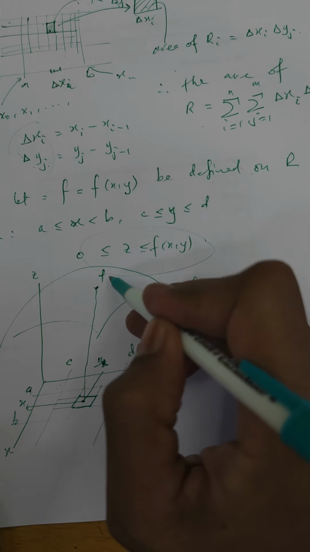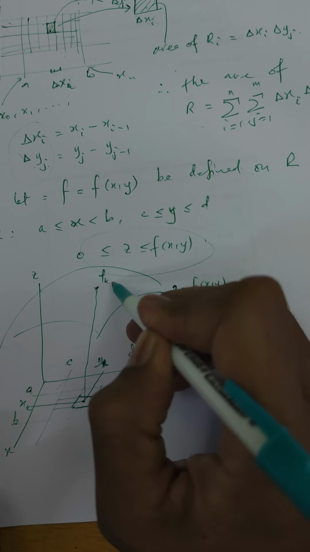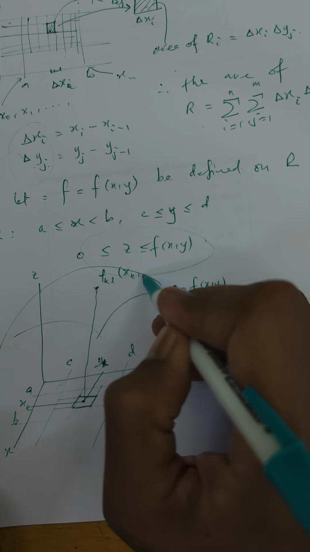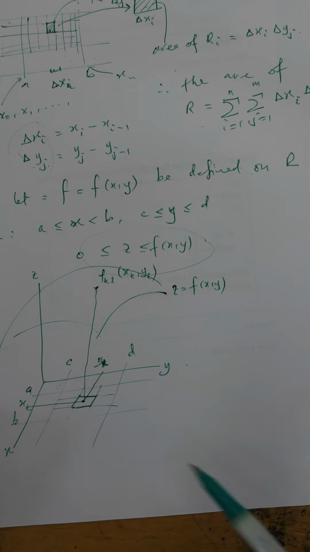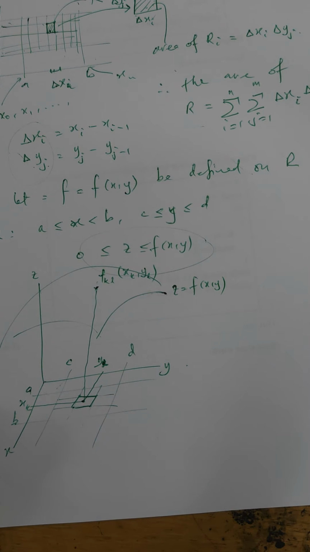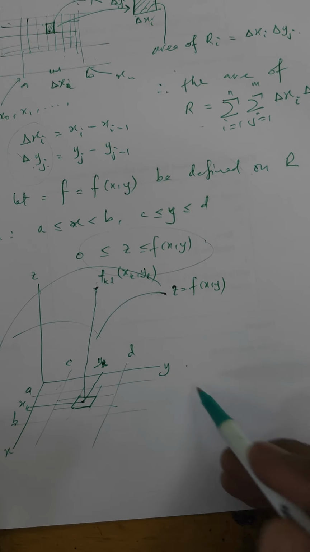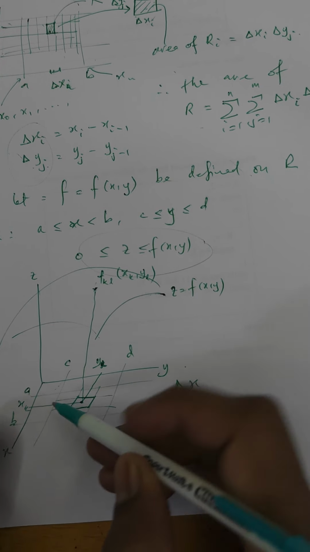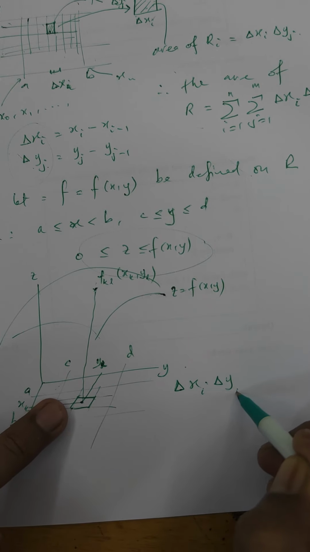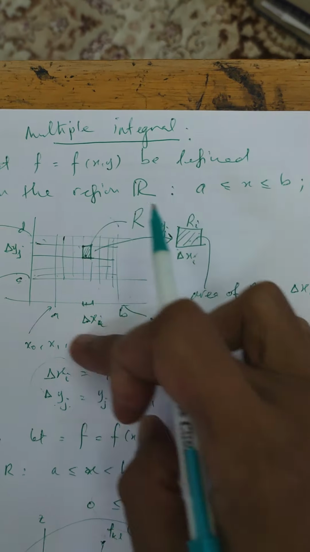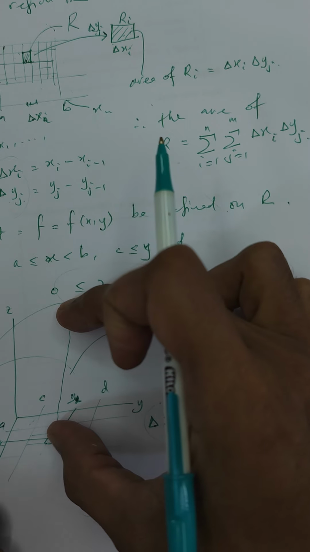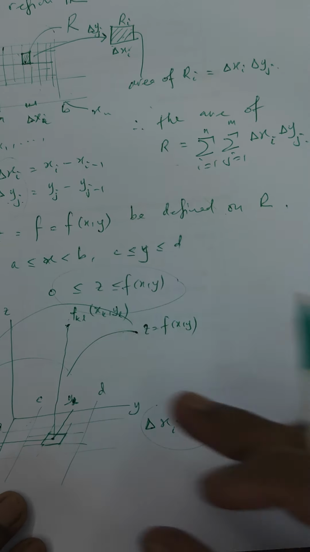Okay, so I can have f(x_k, y_l), which we evaluate at the point (x_k, y_l). So what we can do is take the height of the surface from the xy plane. If we multiply Δx_i by Δy_j, this will give the area, as we have here. That gives you the area, and then we multiply with the height of the surface.